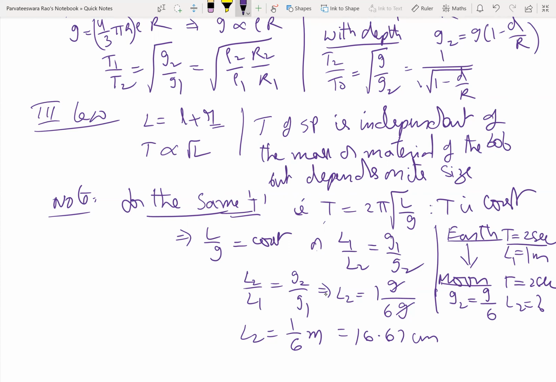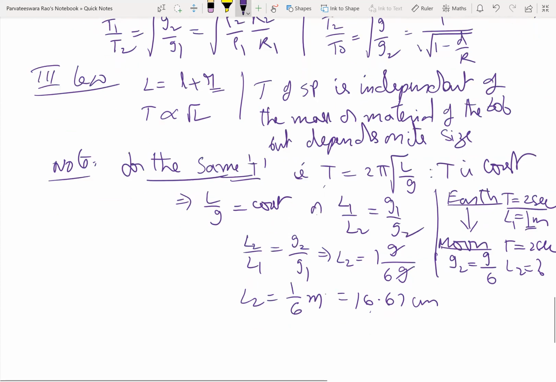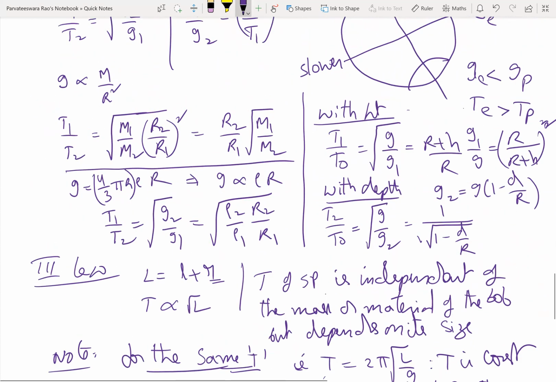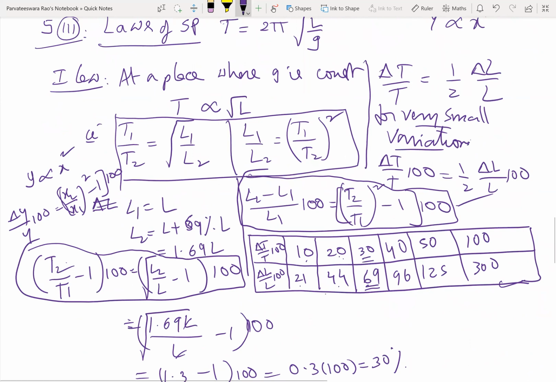On the Earth's surface, if the pendulum has a length of 100 centimeters, then on the moon it should have 16.67 centimeters to have the same time period. Okay? Got it. These are the laws of the pendulum. Now we can keep the pendulum in a lift.